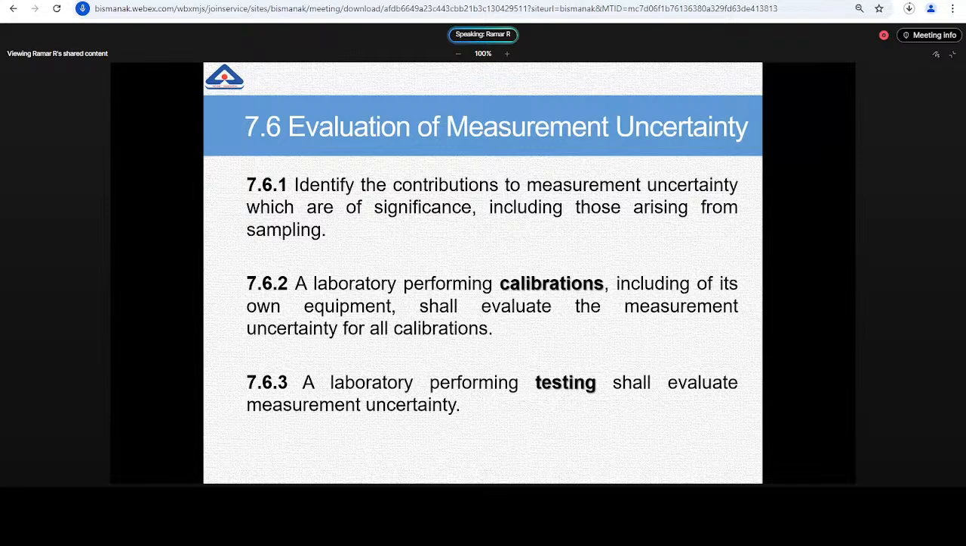So as per clause 7.6.2, for calibration activities, calibration laboratories have to calculate measurement uncertainty for their calibration activity, and they have to include this uncertainty data also in the calibration certificate. That is mandatory. Even for internal calibration activities, you have to calculate uncertainty.